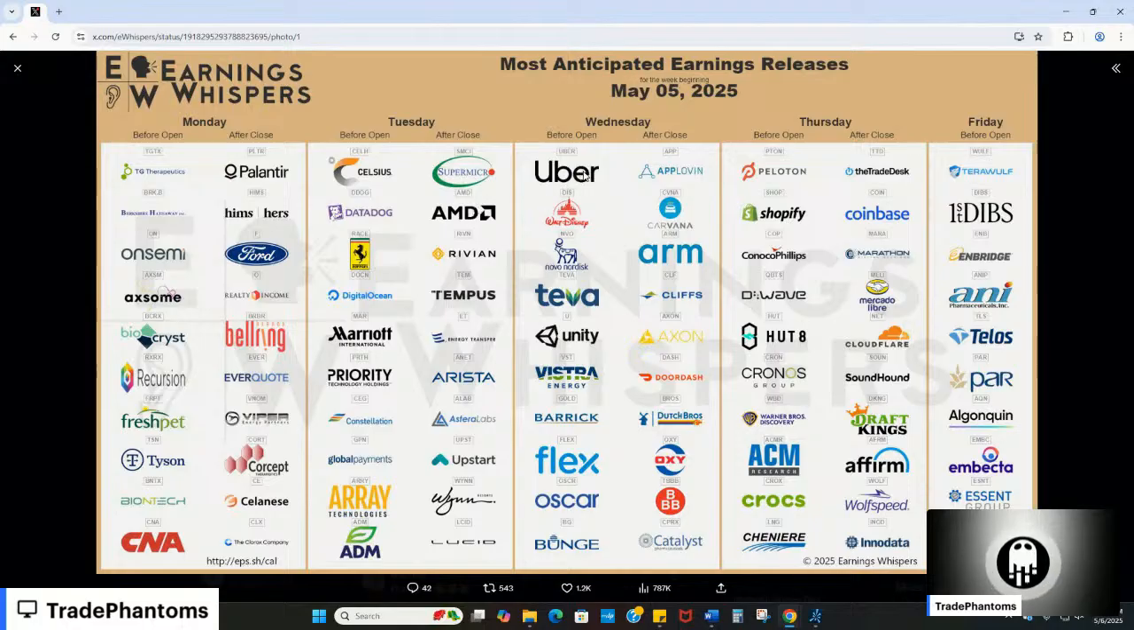Also noted, we have Uber on Wednesday before open. Walt Disney, that's a fairly decent stock to look at. That's before open on Wednesday, and then Wednesday after close, I'm going to spend some time with the group. We have a live trading session that goes for hours and hours, about 4 hours, give or take, on Wednesday mornings. That said, I'm going to be focusing on CVNA, Carvana. ARM is a decent one there.